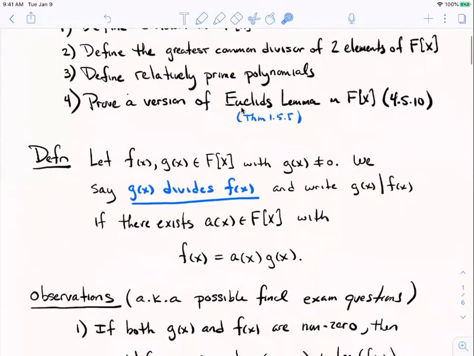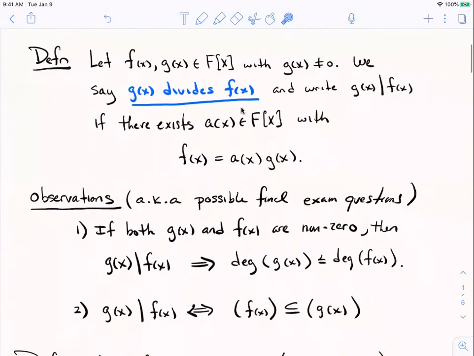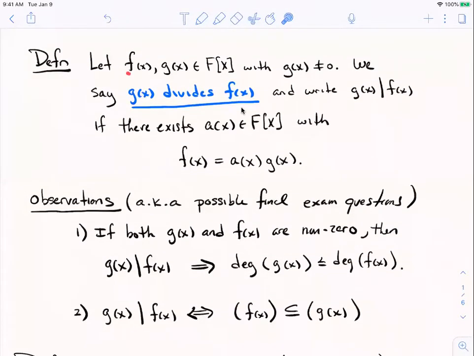Okay, so here's the first definition. Given 2 polynomials, f and g, one of them not 0, the one I'm going to be dividing by. I'll use my usual convention. If I've highlighted something in blue, it's a vocab term. Make a flashcard for it. Know this definition. Be able to state this definition by rote memory.